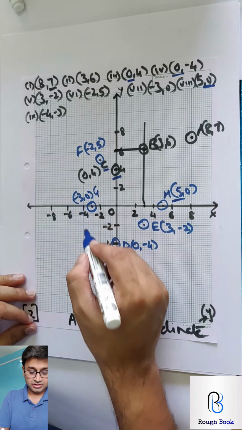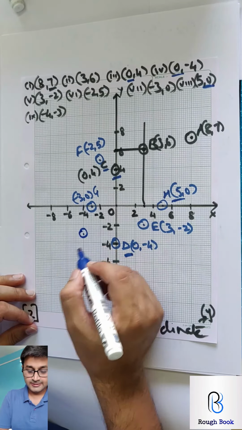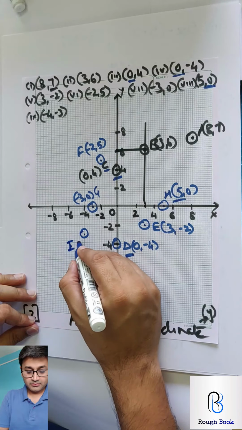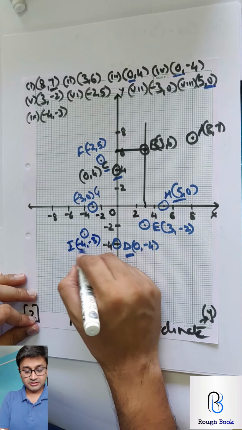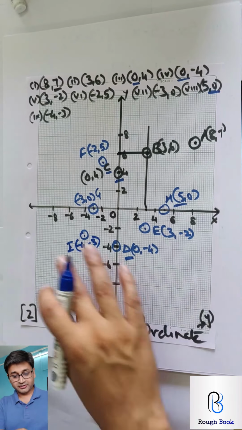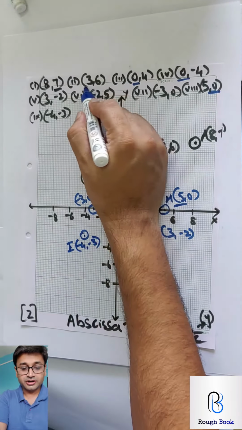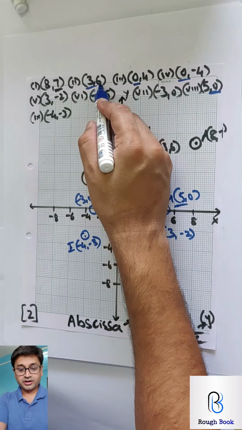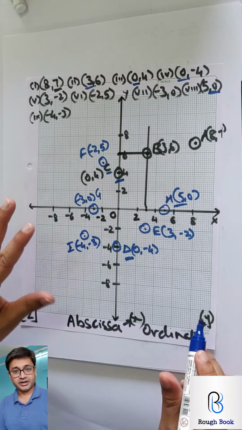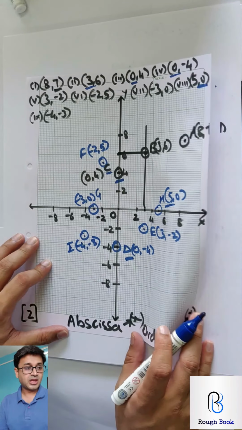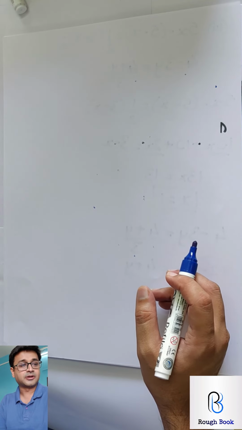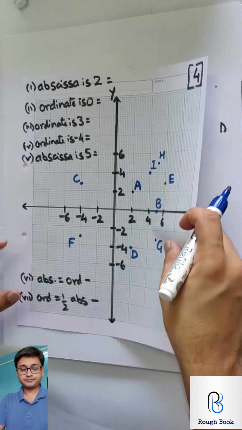Minus 4, minus 3 should be here, and I will call this point I. How many of you were able to plot everything? Remember, the first coordinate, that is x, is called abscissa. The second coordinate, y, is called ordinate. We are going to use that very soon. I want everyone to now go on to sum number 4. This is a very simple chapter. You will rather enjoy it.